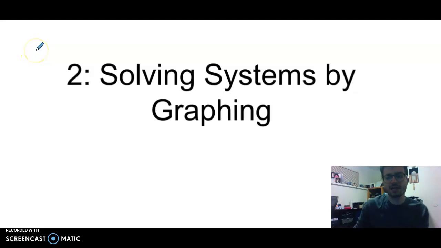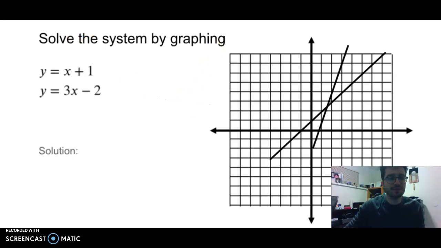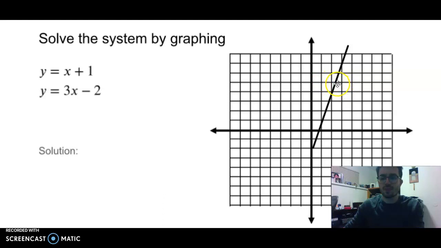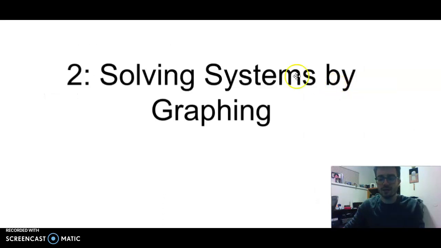Hey guys, so today we're talking about solving systems of equations using graphing. Just to reiterate, a system of equations is when we have two equations and we want to know which solution they share in common. So when we do it by graphing, we want to see what is the point that the two lines share in common.